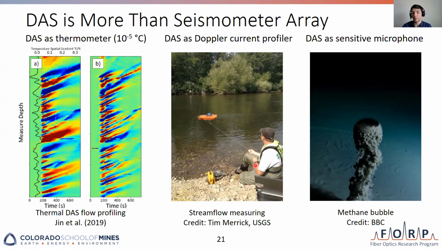For example, you can put the fiber into some stream flow and try to use it as a Doppler current profiler for some hydrological application. Or regarding these Taylor bubbles, you can find them, for example, as methane bubbles on the seafloor, or Taylor bubbles even exist in volcanoes. So you can listen to these bubbles with DAS as a sensitive microphone.